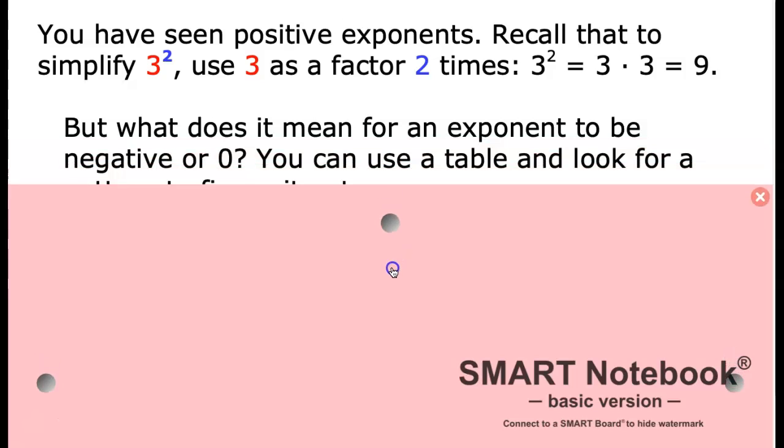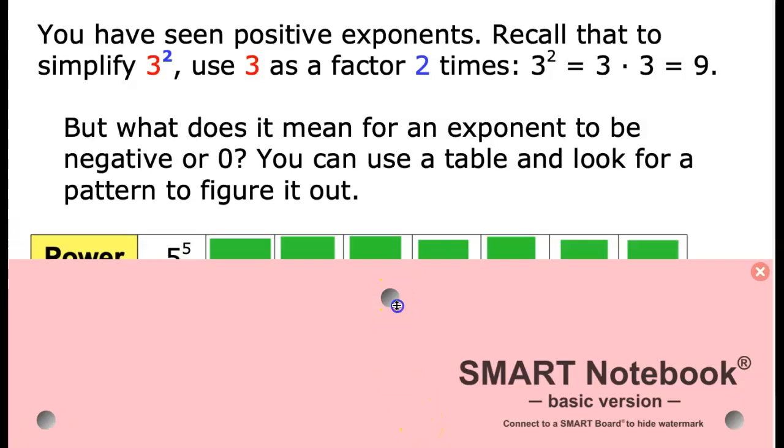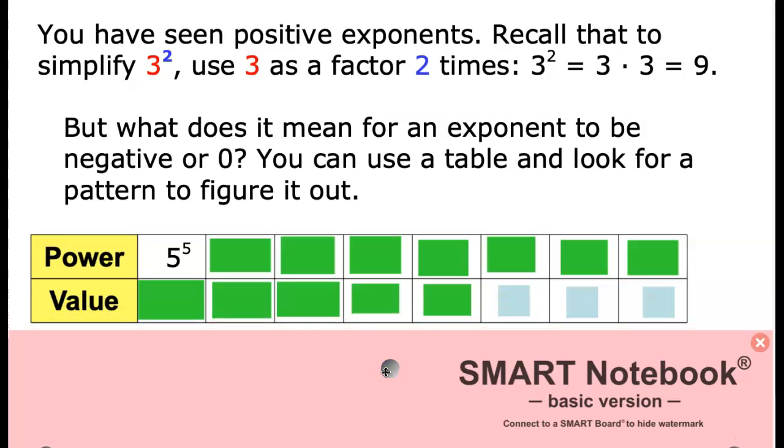But what happens if we have an exponent that's 0 or is negative? Well, we're going to look at a table and see if we can come up with a pattern. Pause the video, go get a calculator so you'll be able to answer this question. 5 to the 5th power means 5 times 5 times 5 times 5 times 5. If I multiply that on the calculator, I get 3125. Likewise, 5 to the 4th power is 5 times 5 times 5 times 5. When you multiply those 4 factors of 5, you get 625.